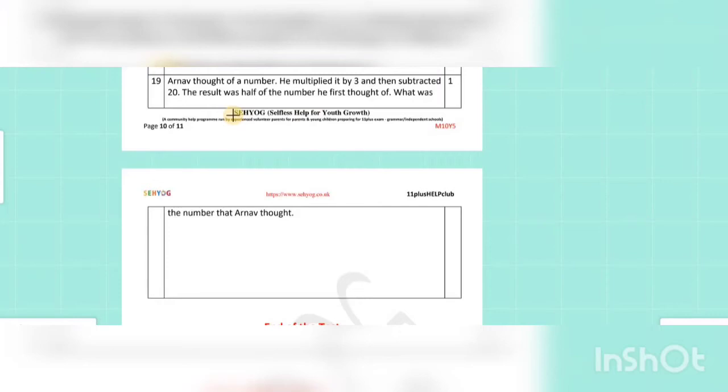Hello, we are looking at paper M10 for year 5. Number 19, Arnav thought of a number. He multiplied by 3 and then subtracted 20. The result was half of the number he first thought of.